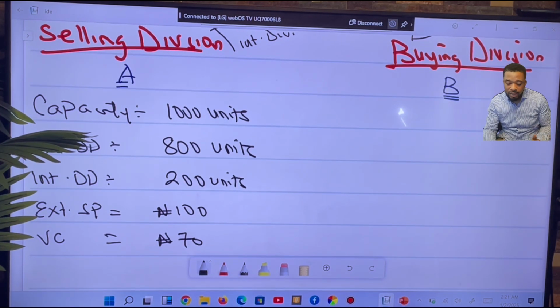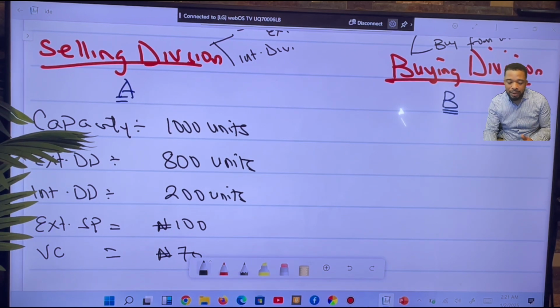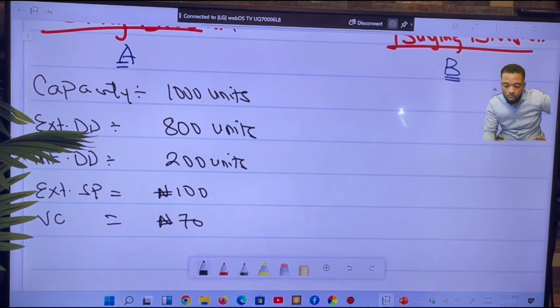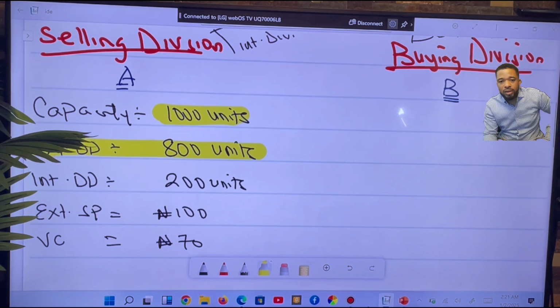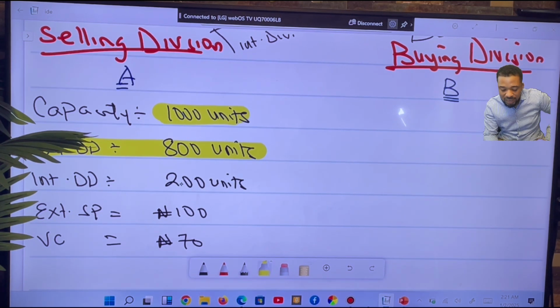So now, like I said, if you're determining ideal transfer price, you look at these divisions independently. So first and foremost, what are the steps? What I need to know first is the capacity of the selling division. The capacity of the selling division is 1,000 units, meaning that the selling division can only produce and sell 1,000 units. Out of this 1,000 units, external is requesting for 800. So whatever is left is what it can give to the internal division, which is 200 units.